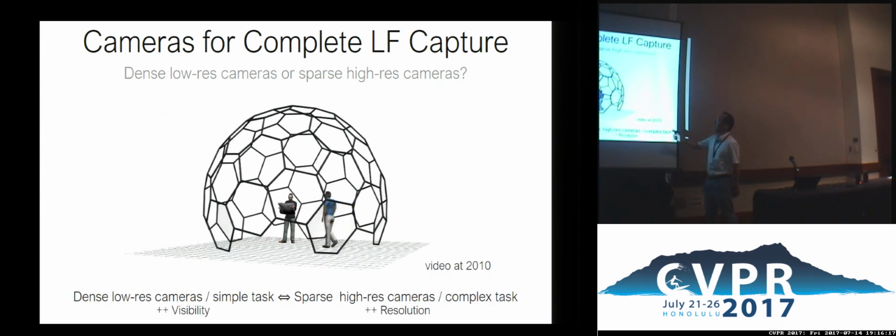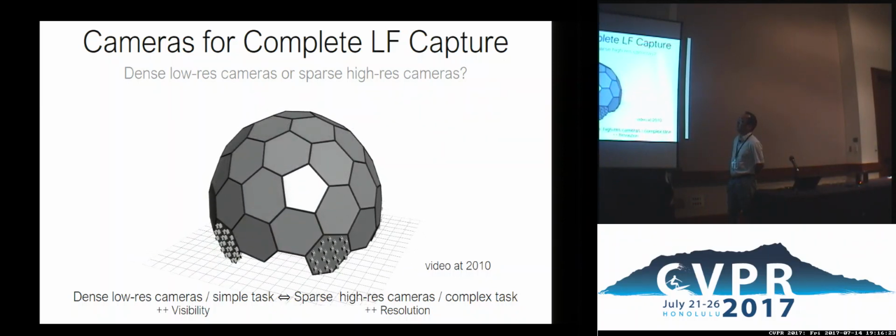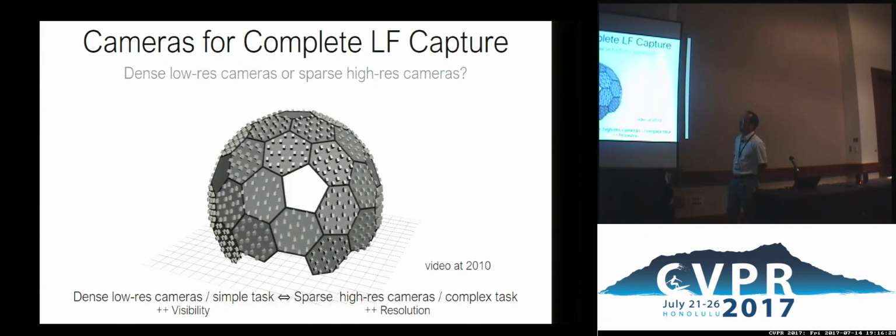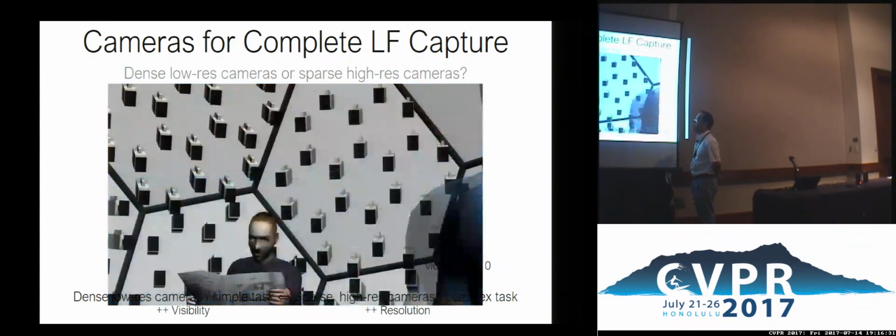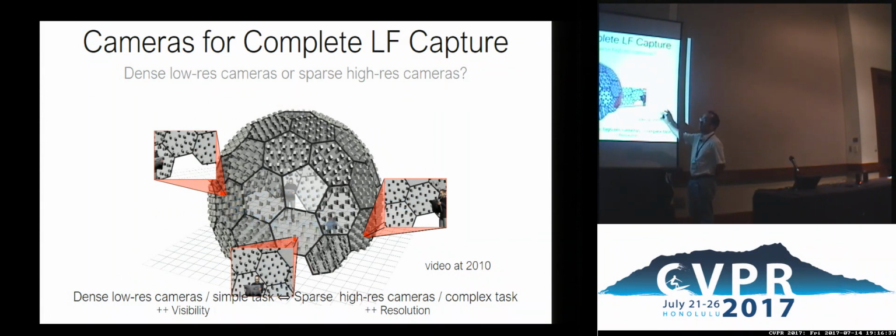So this is the video at 2010. To capture the light field as uniformly as possible, we put as many cameras as possible on the sphere, and in the room we have several people. Even though each of the cameras captures a very small portion of the scene, because of the huge number of cameras, even though they have low resolution and simple tasks, because of the better visibility, we can do much better than sparse high resolution cameras. So this is our design philosophy, in fact.